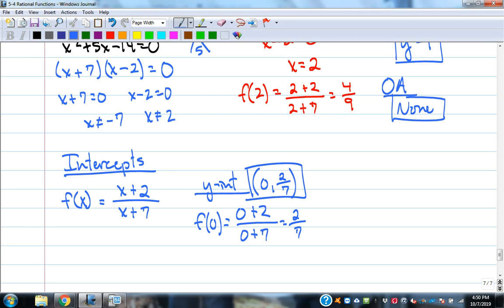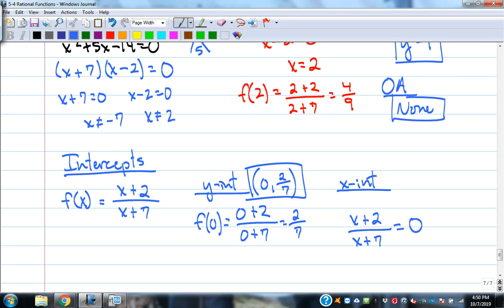If you didn't use the simplified version, guess what the y-intercept would still be? (0, 2/7). If you happen to go back to the original and do this, it'd be the same thing. All right, let's do the x-intercept. A little bit tougher, because how do you find an x-intercept? Make the y equal 0, which is taking this f of x and making it equal 0. So we're setting (x plus 2) over (x plus 7) equal to 0.